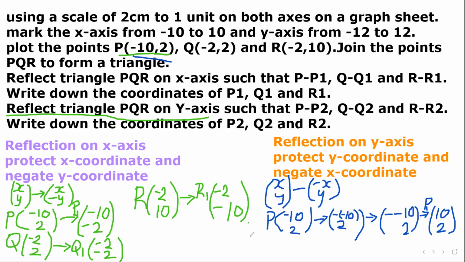Now let's see point Q. Let me start the point Q here. Point Q is also formed by -2 and 2. And when point Q, which is -2 and 2, is reflected on the y-axis, it means you are going to protect the y coordinates. And here, the y coordinate is 2. You will not change anything about the y coordinate.